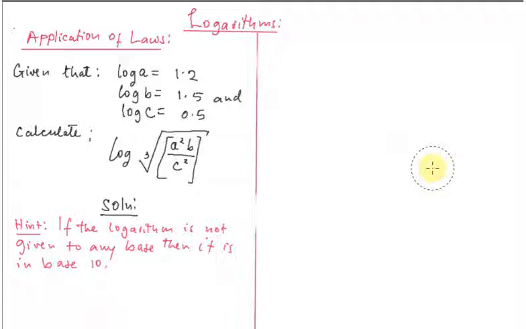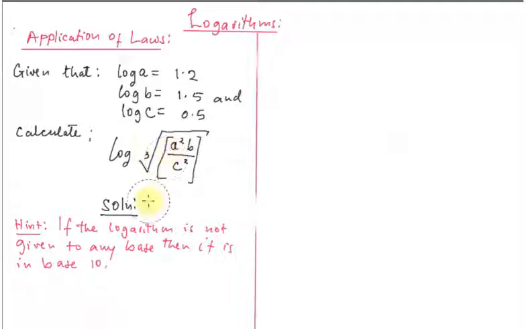We are going to see a nice example here on how to apply the laws of logarithm in simplifying and solving logarithmic equations. For example, we are given that logarithm of a equals 1.2, logarithm of b equals 1.5, and logarithm of c equals 0.5. Now calculate logarithm of the cube root of a squared b over c squared, the whole thing like that.